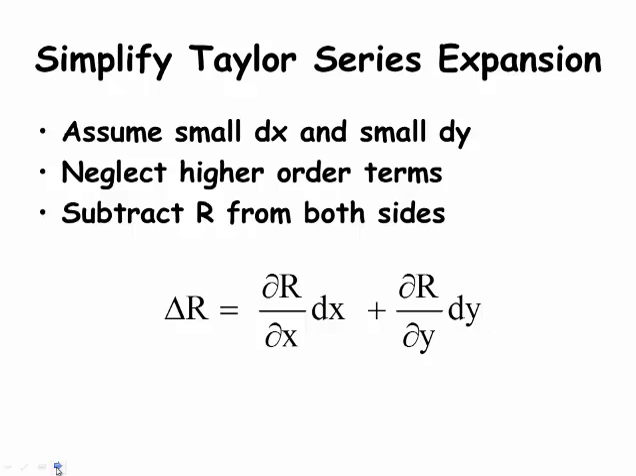If we assume that dx and dy are small, which we generally do for random errors of each measurement of x and y, then we can neglect the higher order terms in the square brackets. After neglecting the higher order terms, we subtract r from both sides to get delta r equals the partial of r with respect to the partial of x times dx plus the partial of r with respect to the partial of y times dy. This is the expression for equations with two measured values, x and y. The process can be expanded to handle more measured variables.